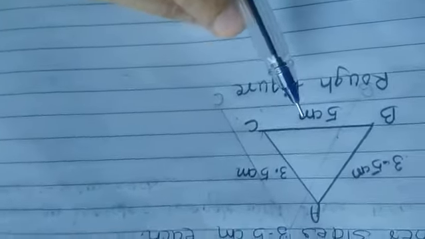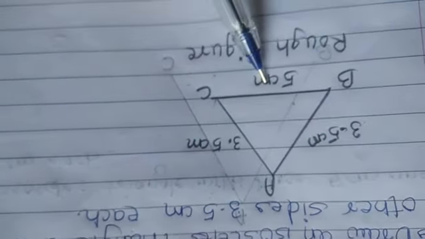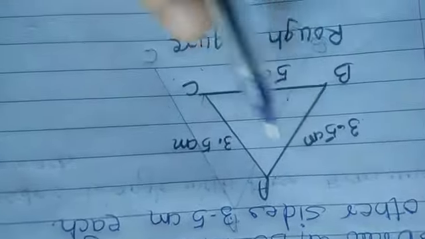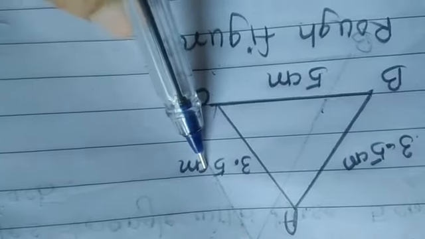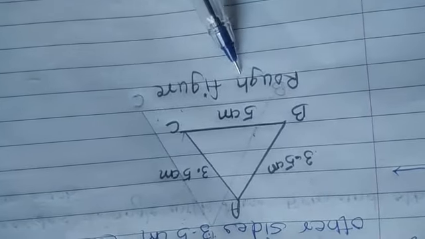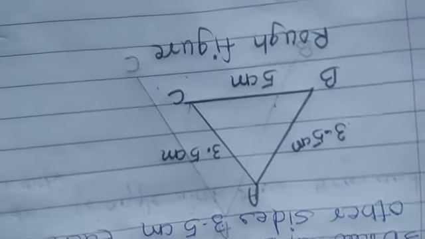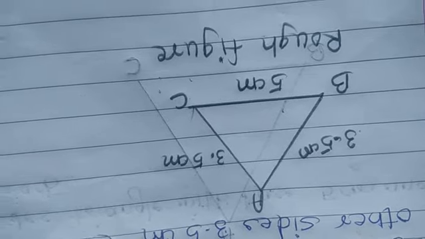See the rough figure I have drawn here. Base 5 centimeter and two sides of 3.5 centimeter. This is a rough figure. From this rough figure we will draw the final figure or fair figure.